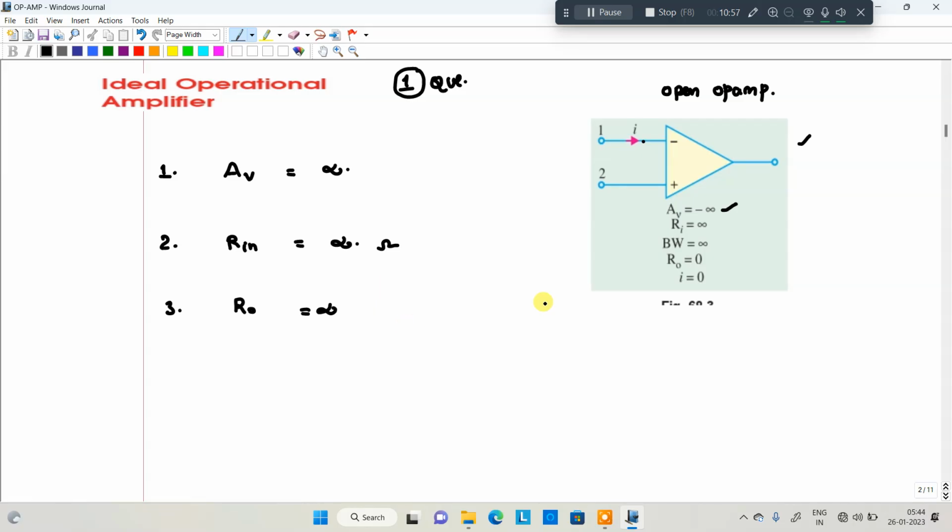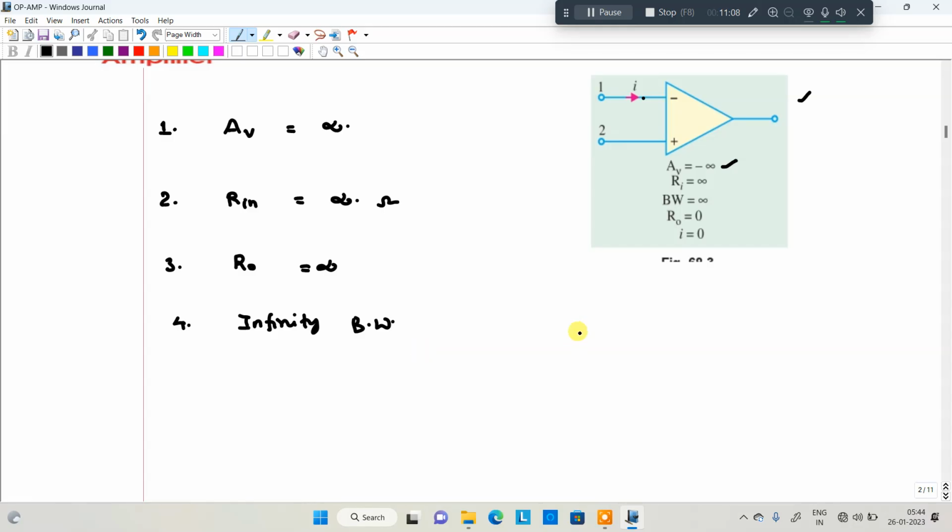Fourth one, infinite bandwidth. These are the four characteristics of an op amp. Of course, CMRR is also infinity. So many characteristics we have. What is required, we will explain those only. Based on these four characteristics, we have some additional advantages, which we are going to discuss now.